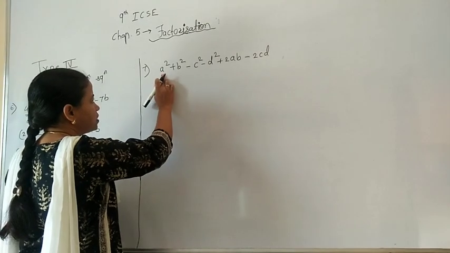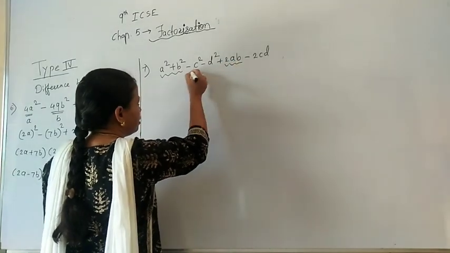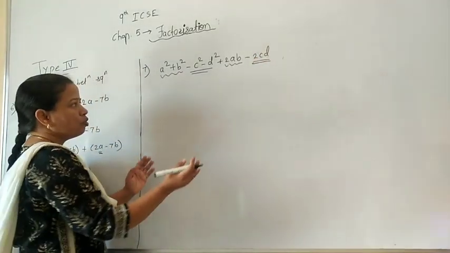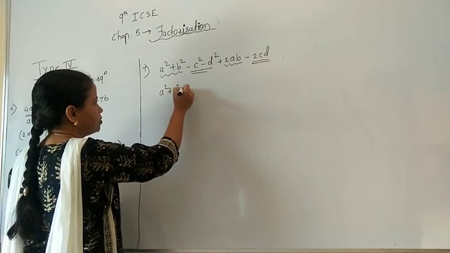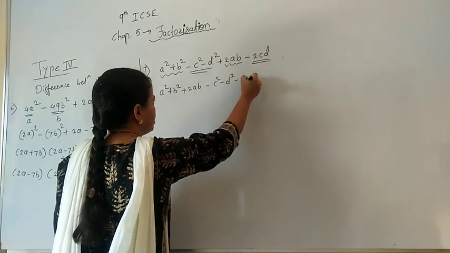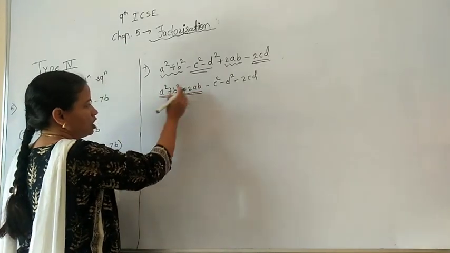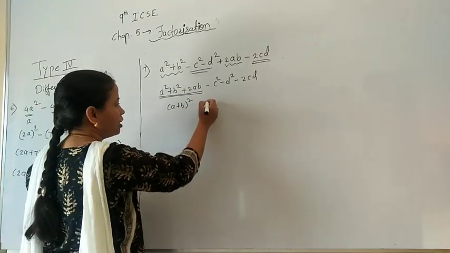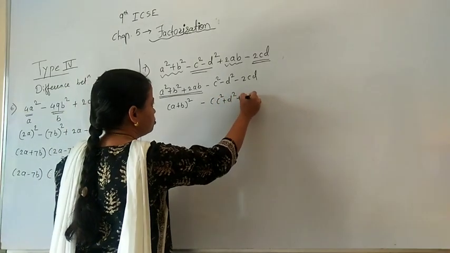In this question, a square plus b square, now a square plus b square matches with this 2ab, and minus c square minus d square minus 2cd. So first of all, I am taking these terms in brackets, means a square plus b square plus 2ab, minus c square minus d square minus 2cd. This full term is the expansion of a plus b bracket square. If I take minus common here, I have c square plus d square plus 2cd.